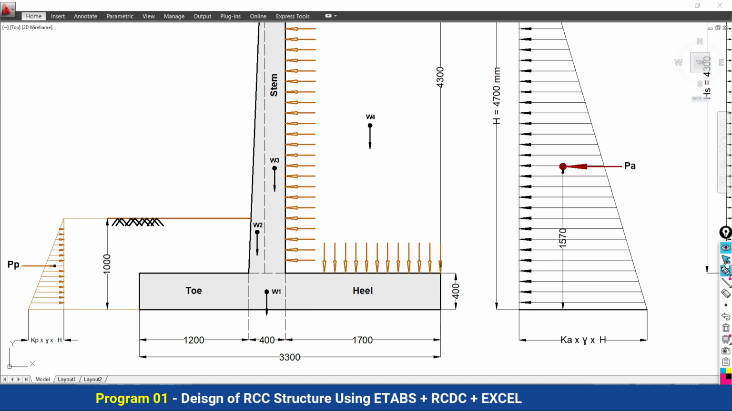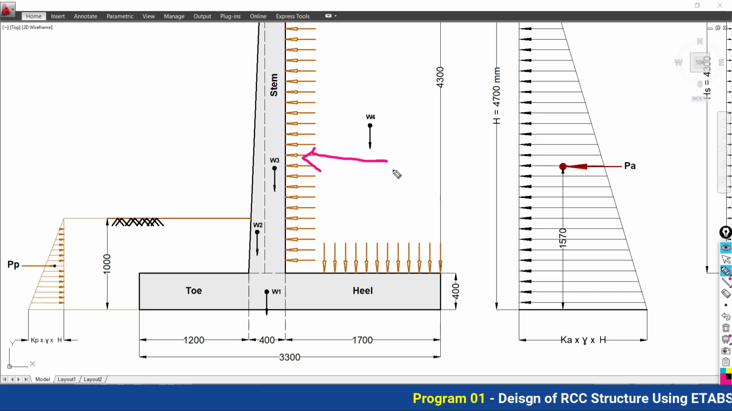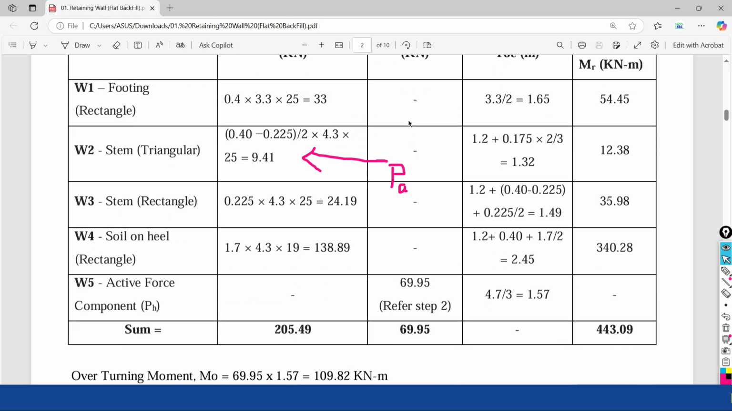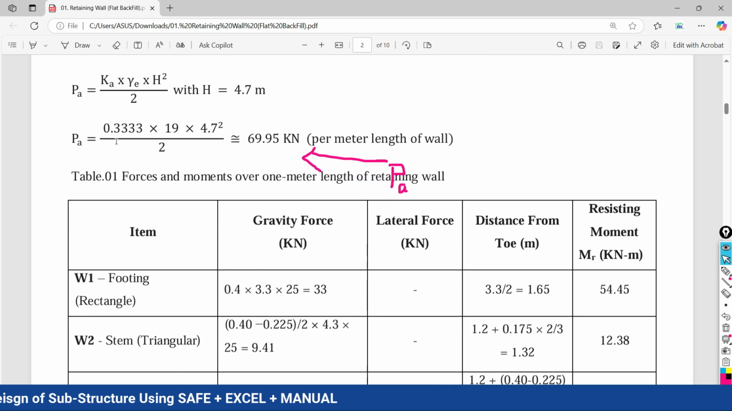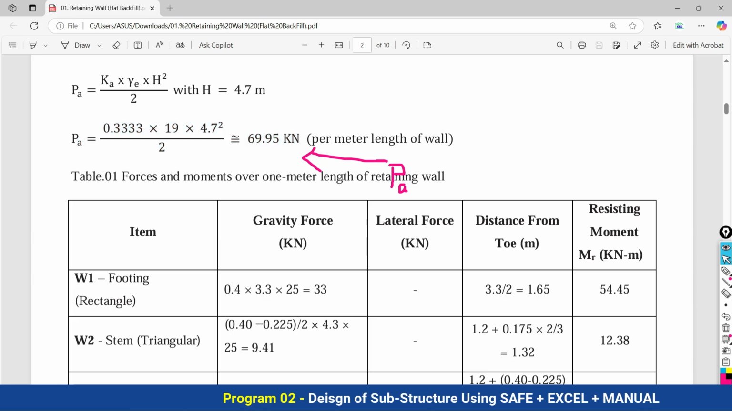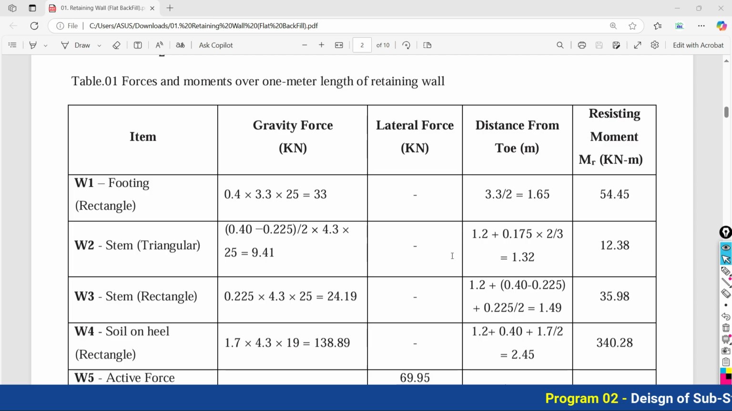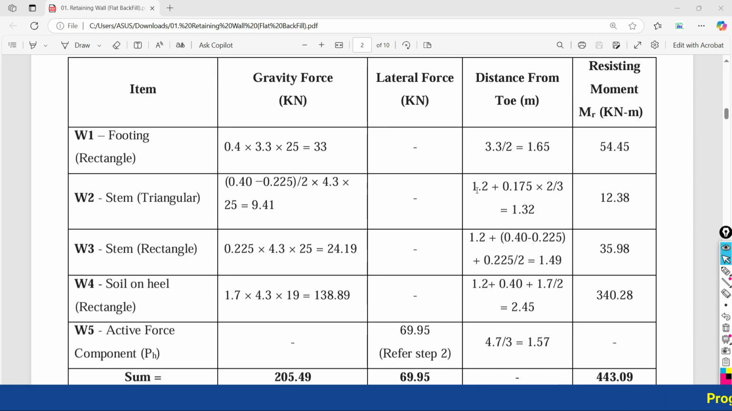As of now, it is also one kind of load we are going to consider in our table. The lateral load we have calculated as PA. So here we are going to write the lateral force. One lateral force is the active force component PH, 69.95. This is the value we have calculated in this equation, 69.95 kilonewton. Here we are going to write it. Thereafter we are going to multiply this with the distance from the toe. How can you calculate the distance from the toe?